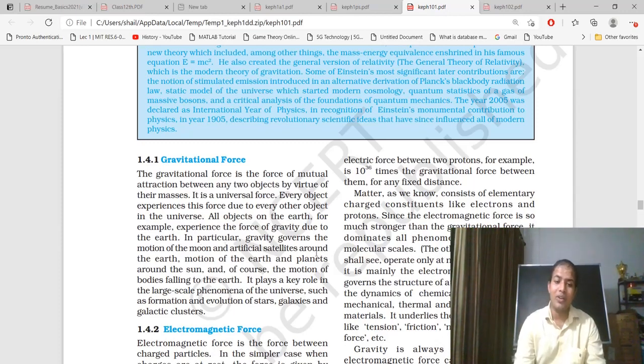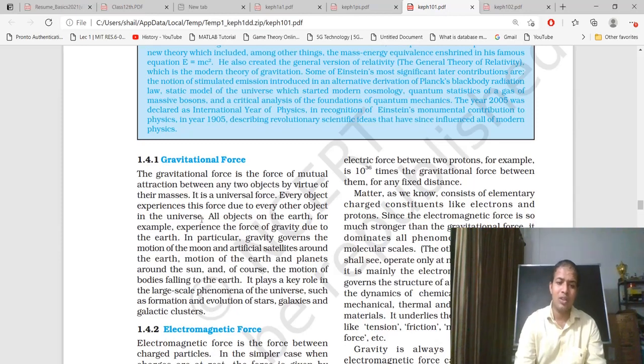In particular, gravity governs the motion of the moon and artificial satellites around the earth, the motion of the earth and planets around the sun, and the motion of bodies falling to the earth. It plays a key role in the large scale phenomena of the universe, such as the formation and evolution of stars, galaxies, and galactic clusters. One has to look into that.